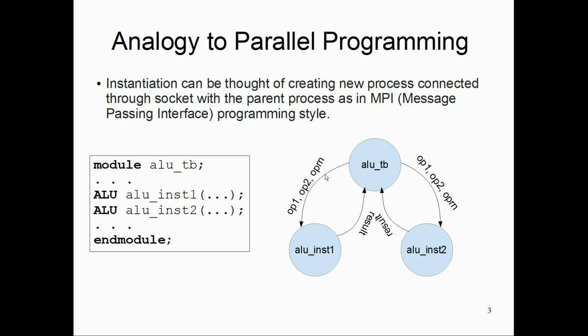On the other hand, in MPI, the data space is totally different from each other. So if there is a variable a, this process really cannot access a directly. If ALU.TB wants this process to access the variable a, it needs to pass that variable to this process or this ALU instance.